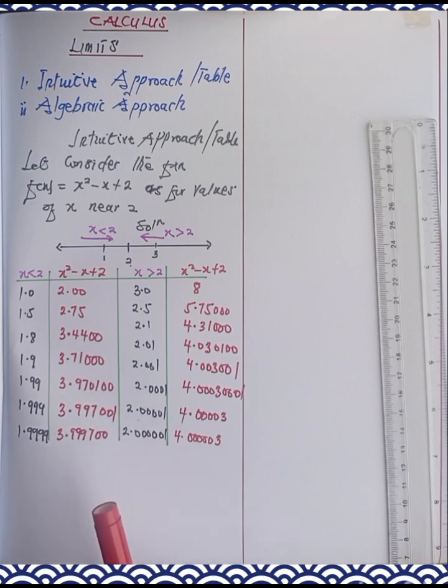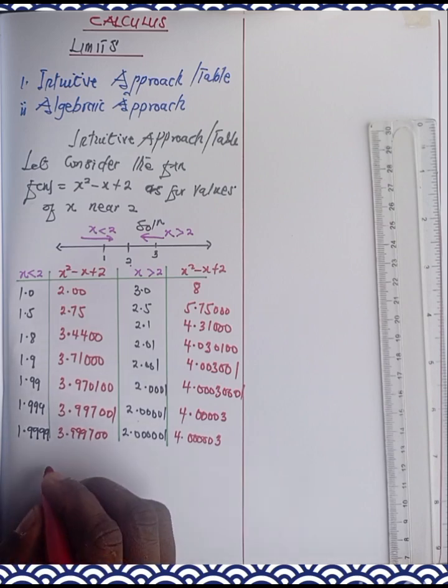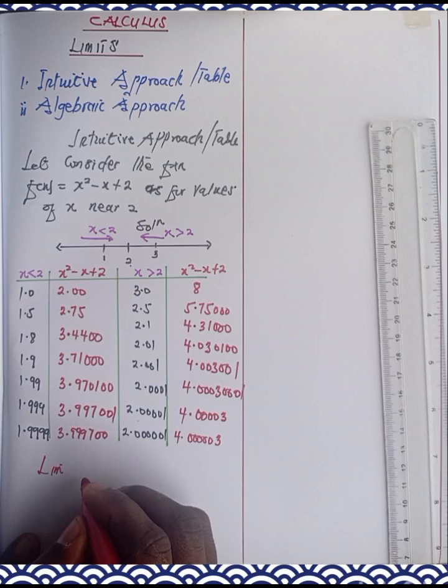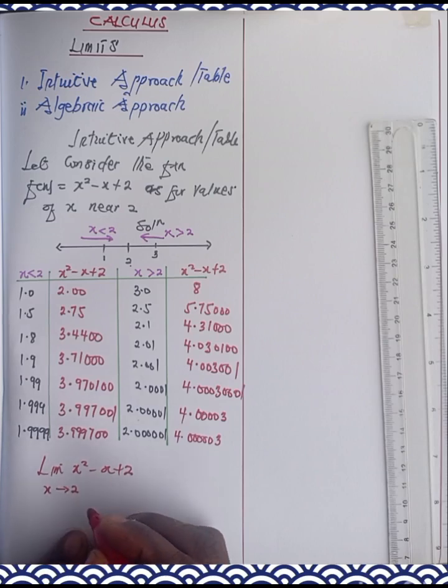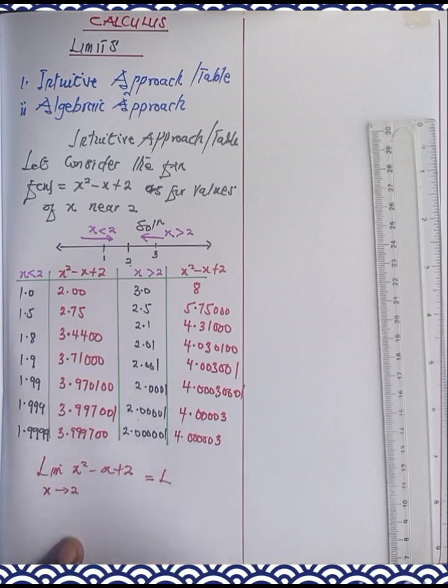To 2. We can now express this by saying that the limit of the function f at x, which is equal to x squared minus x plus 2, as x approaches 2 on either side of 2, is equal to what? 4.